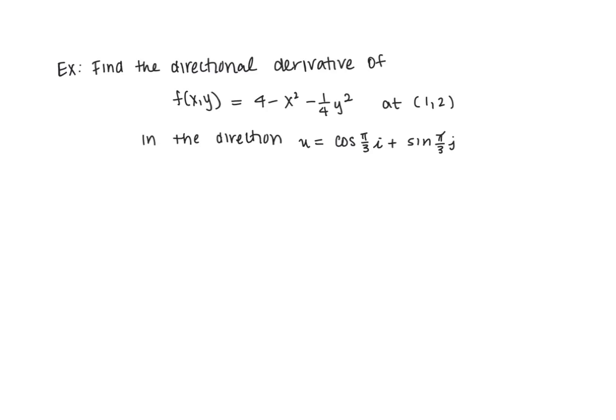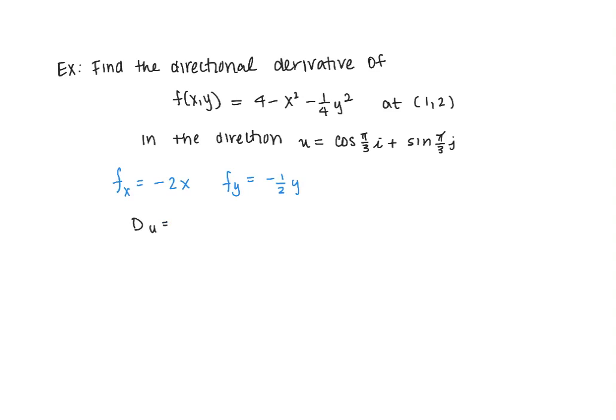So I'm going to find the partial derivative with respect to x first. 4 is a constant, that goes away. So I have negative 2x, and then the y's are constants. And then the partial derivative with respect to y, everything's a constant but the y part. So that's going to end up being negative 1/2 y. I've got all my partial derivatives, so now I can just plug into the formula.